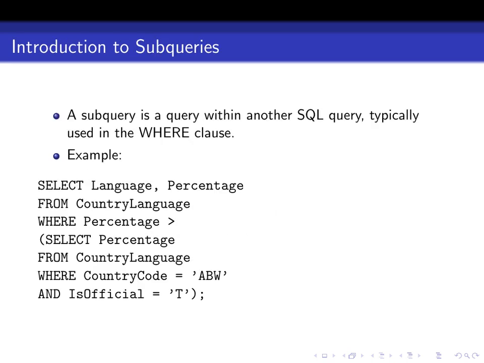Subqueries are a powerful tool in SQL. These are queries nested inside another query, commonly within the where clause. They allow you to perform complex filtering by returning data to the outer query for evaluation. For example, a subquery can compare percentages across rows, selecting languages used by a larger percentage of a country's population than another. Subqueries help manage intricate data relationships efficiently.